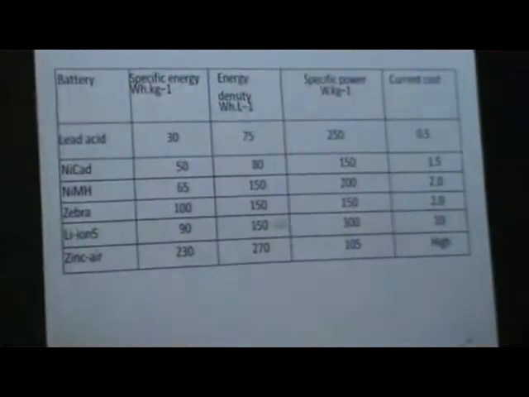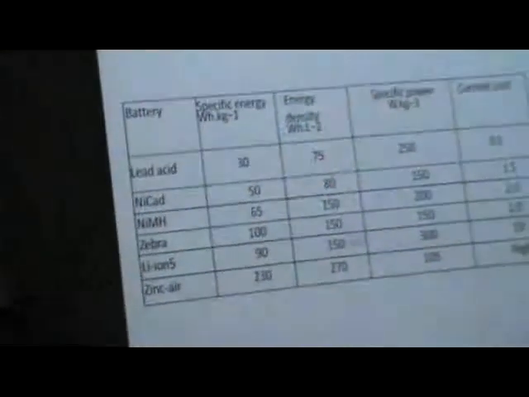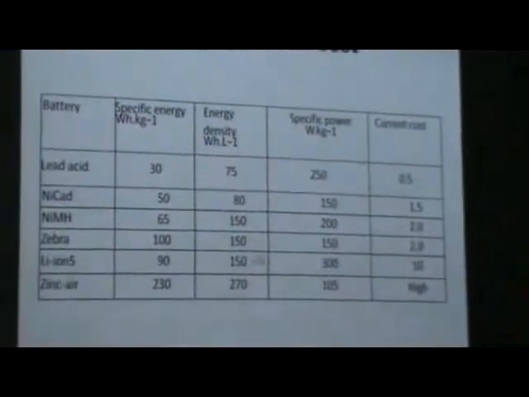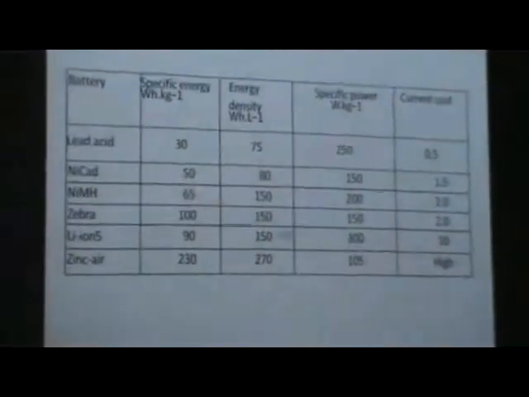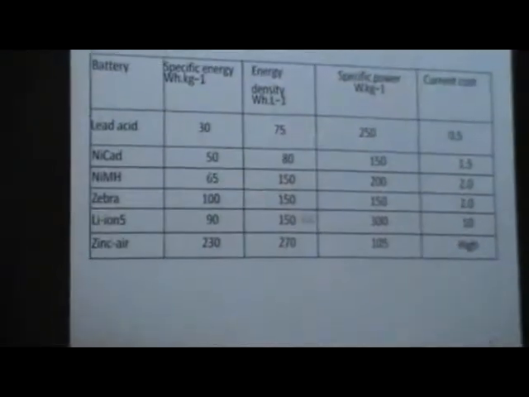Next is energy density, which is also low because we are using lead acid only. All the others have very high energy density. Next is specific power: the energy stored in this battery is 250, and compared to other batteries it is a very good factor. But the number of times you can store and discharge in this battery is very low. That is the only drawback of using the lead acid battery. At the same time, all the other batteries cost too much compared to your lead acid battery.